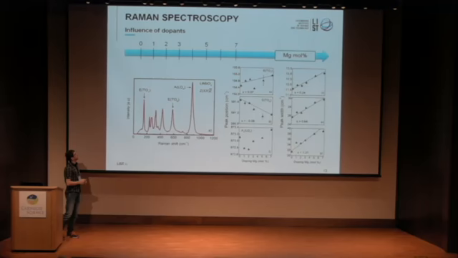Instead of studying only one sample in the congruent composition, we added dopants to increase the defect density and change the defect structure in our sample. So we doped between 1% and 7% of magnesium. This is a typical Raman spectrum you would get. It will not change a lot with doping.